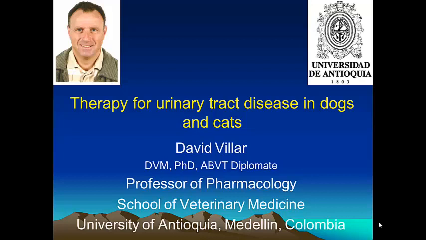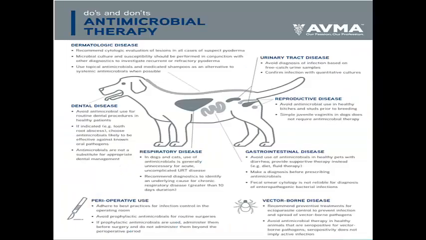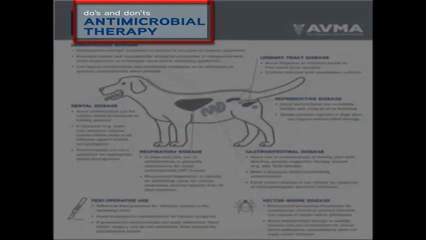Welcome to this video in which we are going to review some basic guidelines for the treatment of urinary tract diseases in dogs and cats. I just wanted to remind you that the AVMA in 2015 put together a task force on antimicrobial stewardship in companion animal practice to basically provide some guidance in light of the emerging impact of multi-drug resistant organisms which are appearing. And as you can see here, they developed some do's and don'ts on antimicrobial prescribing.